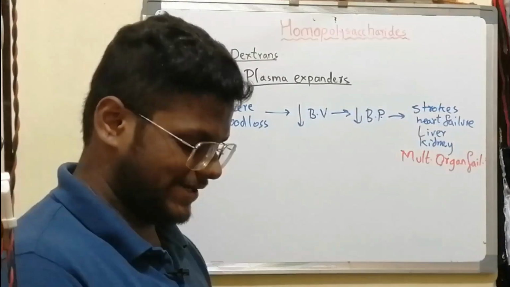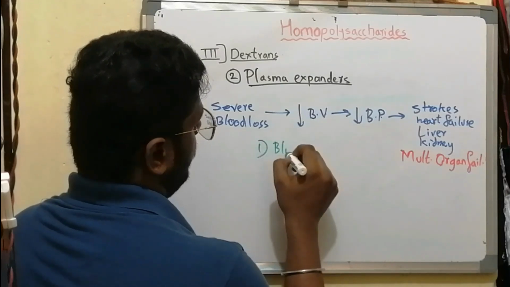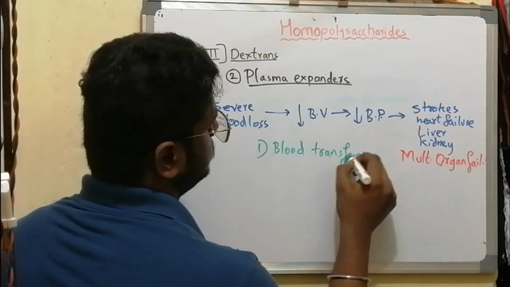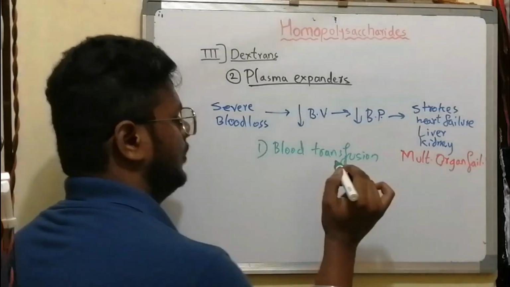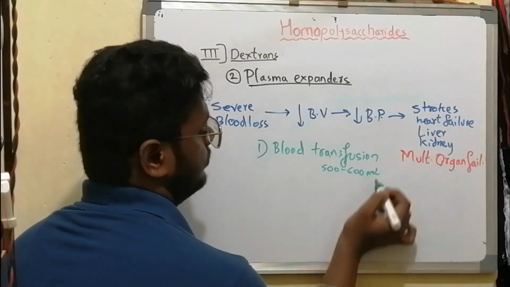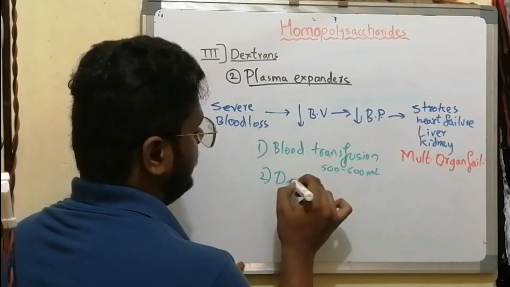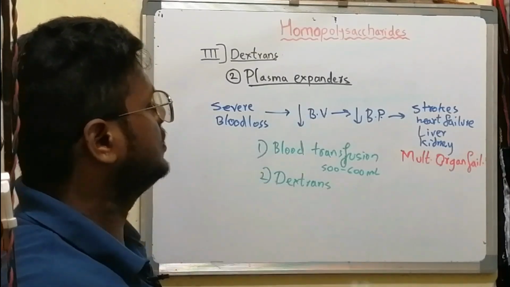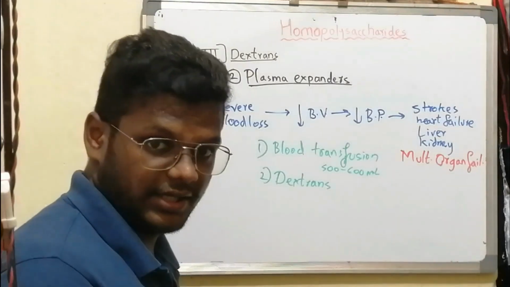So our best management as a doctor is first blood transfusion. But as we all know, blood transfusion can be done only in some limited volume, like 500 ml to 600 ml, not more than that. So at that time, our second best option is to use dextrans. Now why only dextrans? Why not any other compound? Because dextrans, being a carbohydrate, is non-toxic, first point.